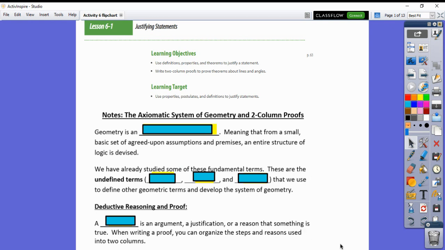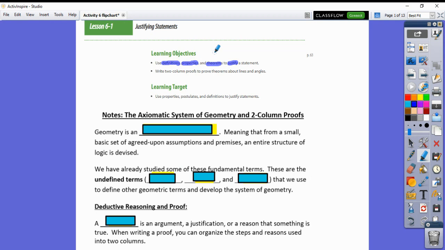So this activity is the beginning of working with proofs, specifically a certain type of proof called a two-column proof. So we're going to use definitions, properties, and theorems in order to justify a statement. So definitions, that's something as basic as an angle is a right angle if and only if it measures 90 degrees. We're going to look at several different properties in this activity.